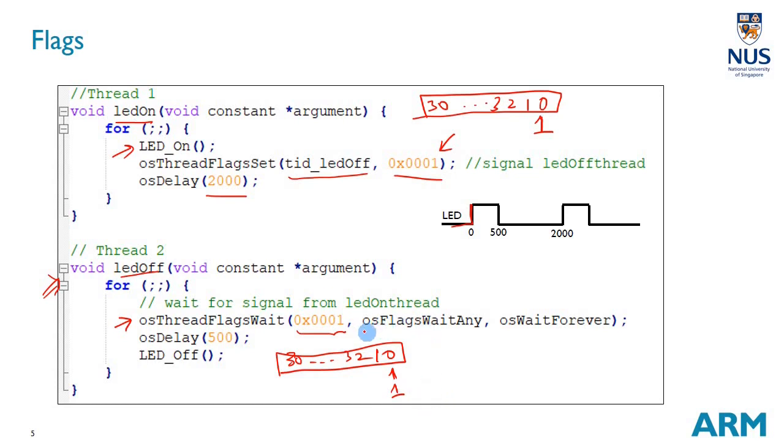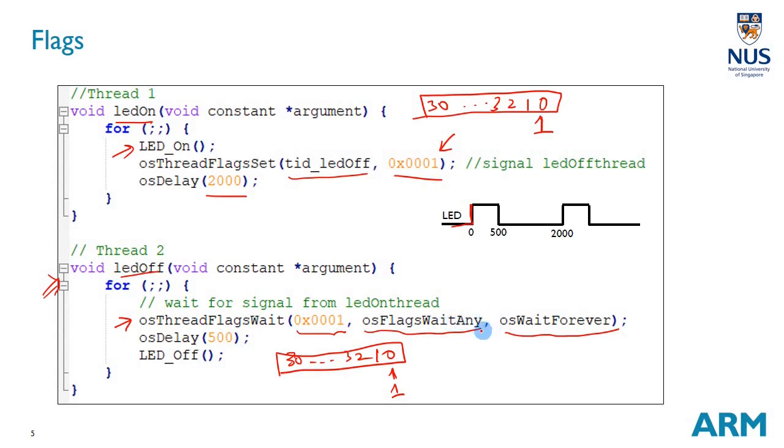In this example, I've used this option called OS flags wait any. In this case it makes no difference because I'm only looking for a particular flag to be set to 1. But in the next example we will look at where there's a difference between wait any and wait all. And the last option is wait forever. That means as long as this flag has not been set by any other thread, I will be waiting here in a blocked state.